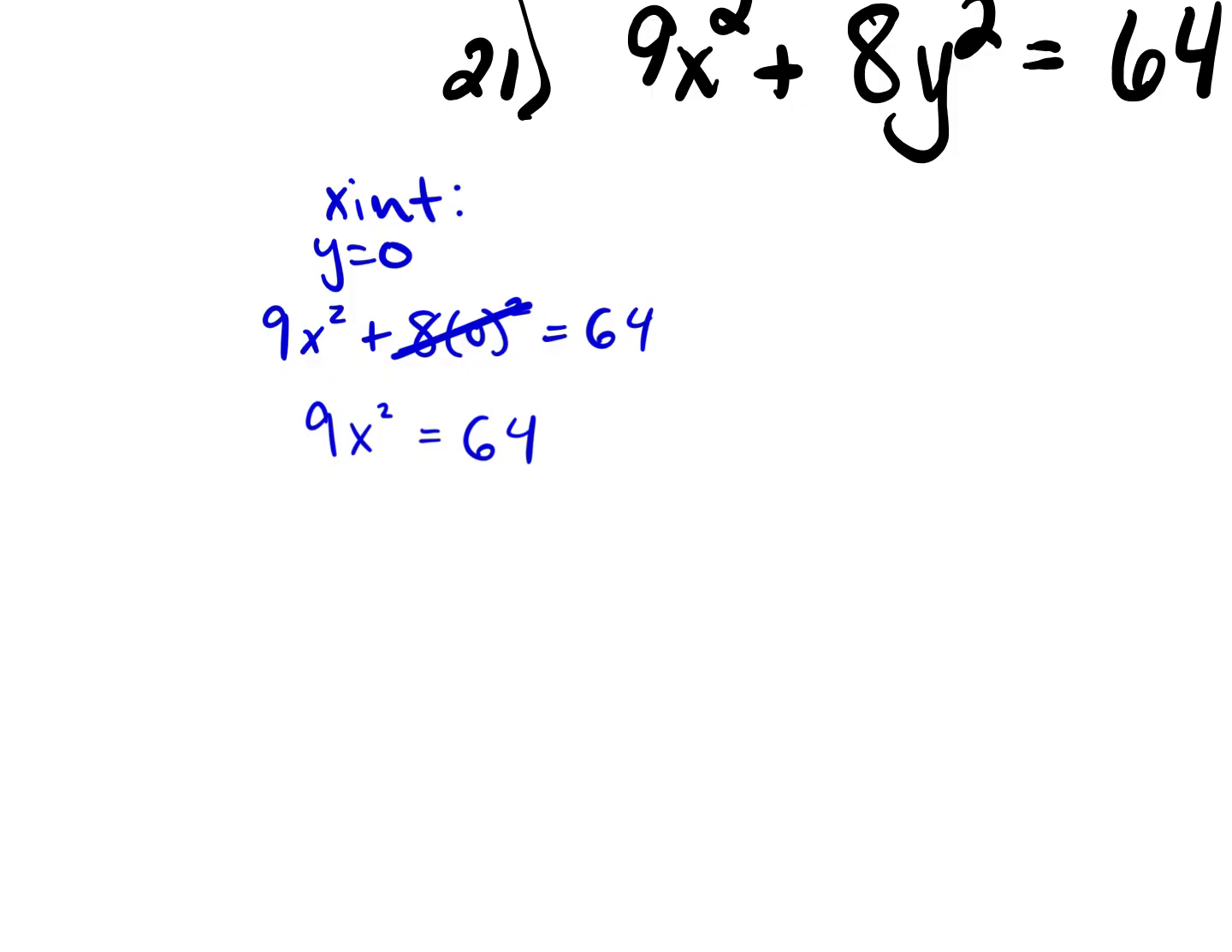What should we do next to solve? Before we square root both sides, we want to get the x squared all by itself. So what can we do next? Divide by 9. So x squared equals, I'll just leave it as 64 over 9 because it doesn't simplify. Now what can we do?